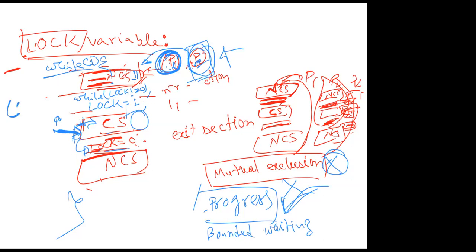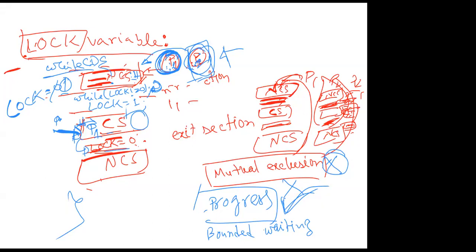Now let's check process P1 inside a while loop. At first the lock value is 0, so it checks that the lock is not equal to 0 is false, makes the lock 1, and P1 enters the critical section. Then P1 gets preempted, and P2 is scheduled by the operating system and executes its non-critical section. Here it checks the lock is 1, so it executes this while loop again and again.